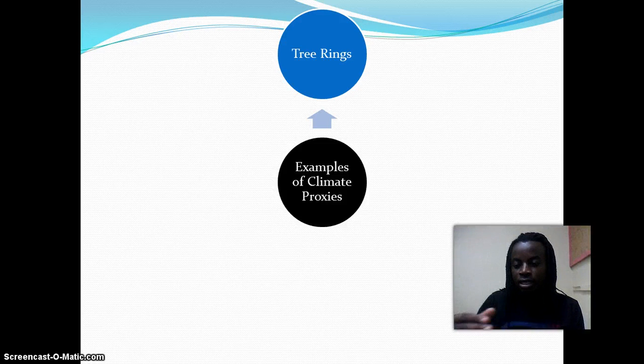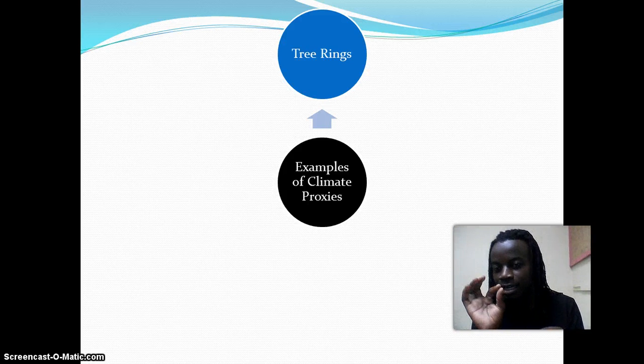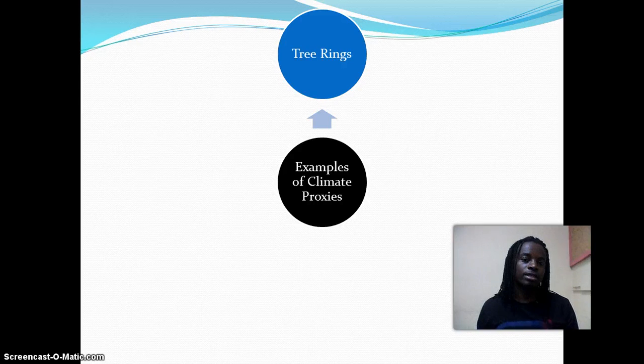As we see these rings increase and increase, it tells us that if this tree has lived over the past 30 years, then it can give us a proxy, a slight indication of how the climate has been behaving over those 30 years.